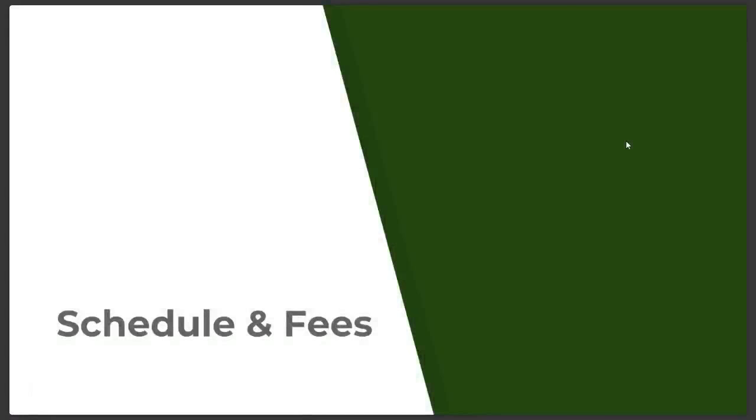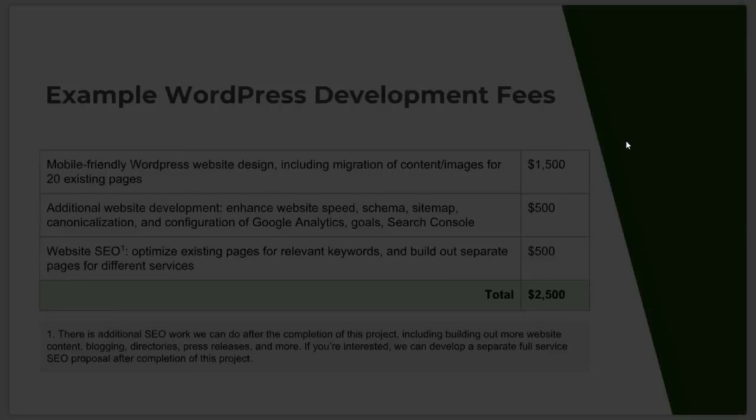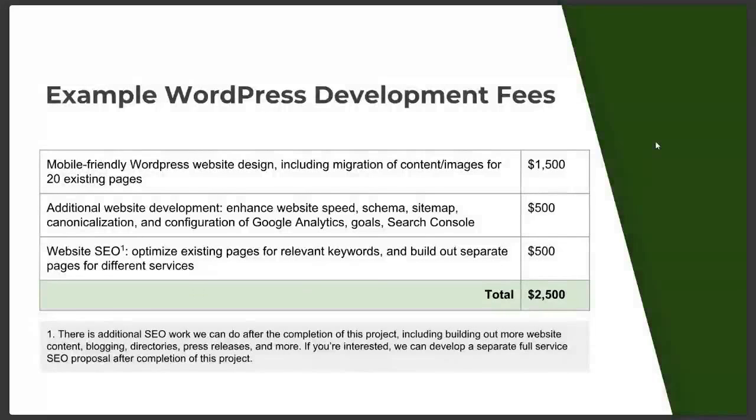And next, just to give you an example of fees. So not every site would be this particular price point. It would depend on your needs. But just to give you an idea, that first row there, we're going to do the mobile-friendly WordPress website design, including migrating the content from your existing site. And in this example, I'm saying you have 20 pages. So the big variables here are the size of your site. Obviously, bigger sites are going to require more work. And then the complexity of your site would play a role as well.